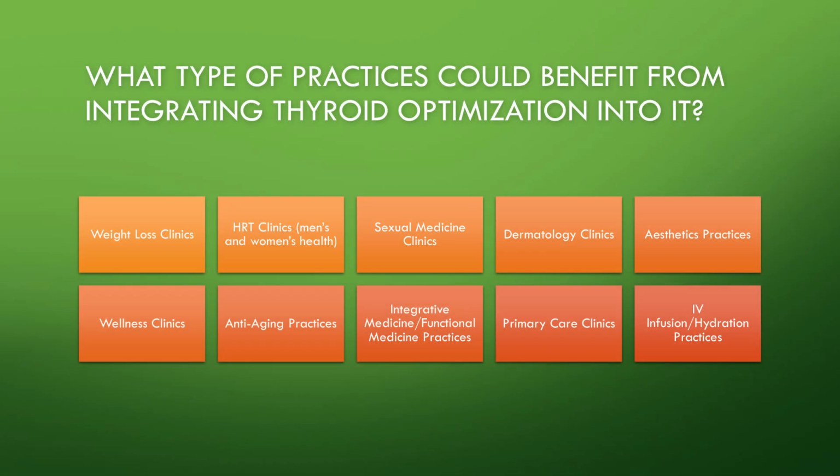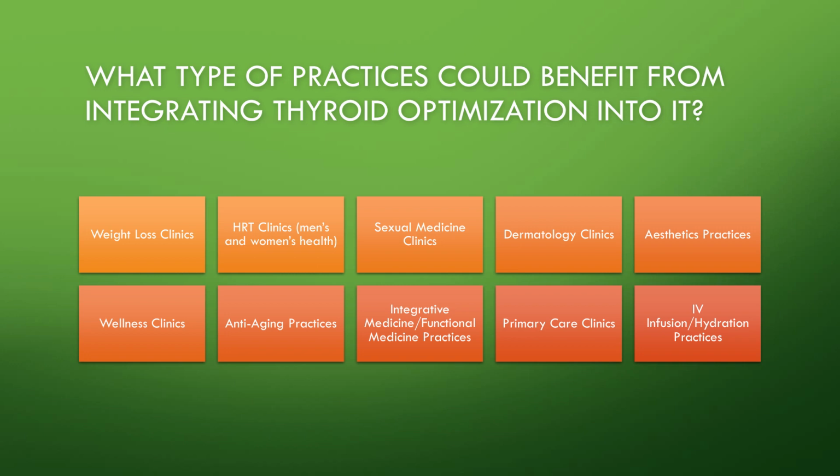So what type of practices could benefit from integrating thyroid optimization into it? Weight loss clinics, most definitely. Every single weight loss patient should receive thyroid hormone testing. Every weight loss patient should receive a thorough lab analysis before treatment is started, because why put someone on phentermine when you could just optimize their thyroid instead and they lose weight? If someone's thyroid is operating slowly and you put them on phentermine, you're just masking it, okay?